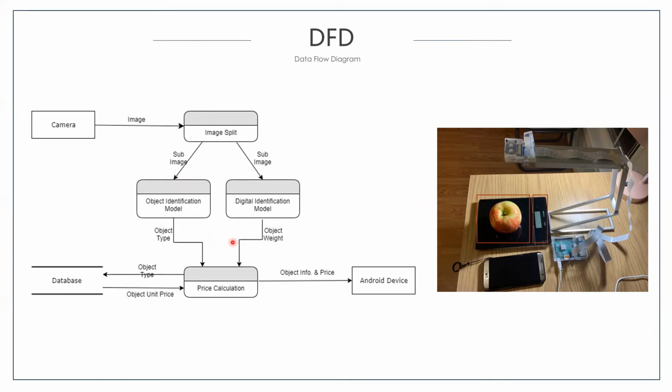Both of the messages will be sent to the price calculation, and it can get the object unit price using the object type and calculate the price using the object unit price. And then the object information and price will be sent to the Android device.